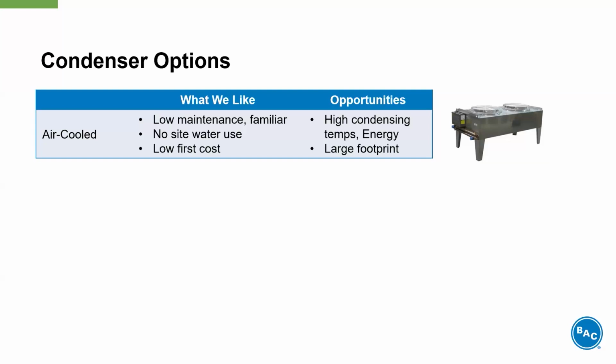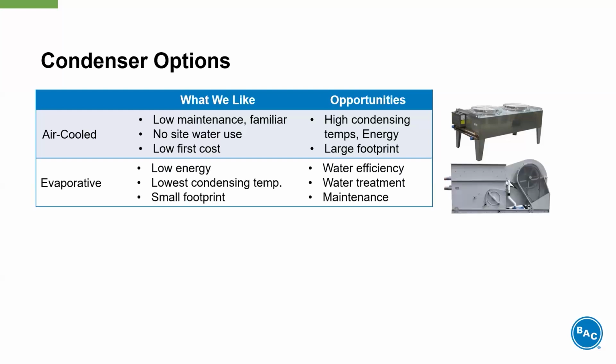Opportunities for improvements or things that could be better: they have the highest condensing temperatures, which means that they're going to have the highest energy usage of the options. And since we're reliant only on the dry bulb temperature for cooling, that typically means we need a large surface area in the cooler, in the coil, in order to make that capacity. So that lends itself to a larger overall equipment footprint.